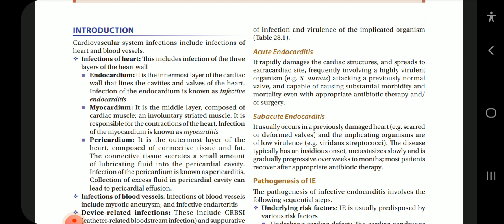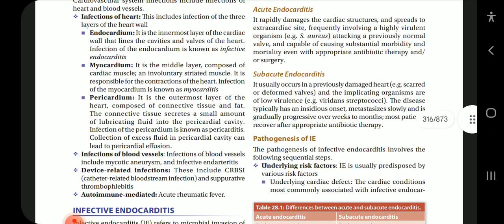Infections of heart include all the three layers of the heart wall, which are endocardium, myocardium, and pericardium. The endocardium is the innermost layer of the cardiac wall, and its infection is known as infective endocarditis. The myocardium is the middle layer, which is composed of cardiac muscle, an involuntary striated muscle. It is responsible for contraction of the heart. Infection of the myocardium is known as myocarditis.